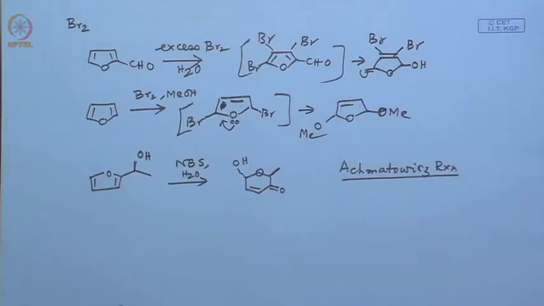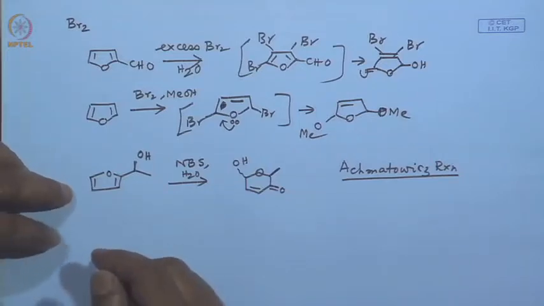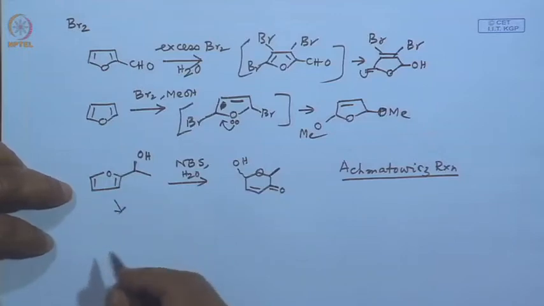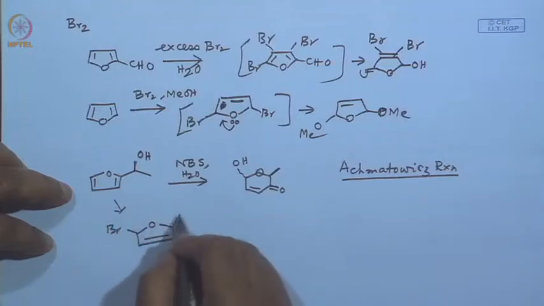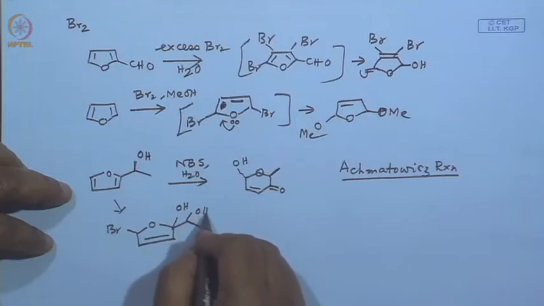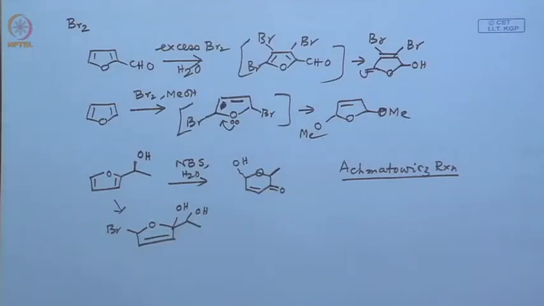How do you view it? Okay, mechanistically one can see this since it is a bromohydrin, you can write that this bromination takes place, this hydration takes place, whichever we like. Then you have an OH group up here, and then it just opens up.